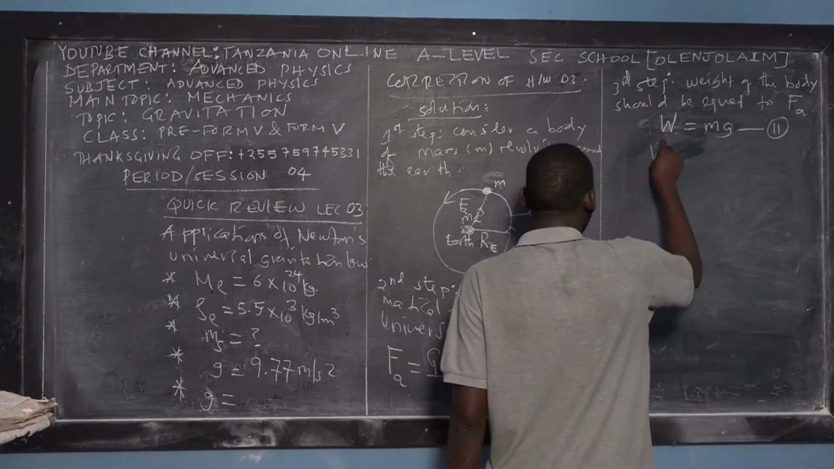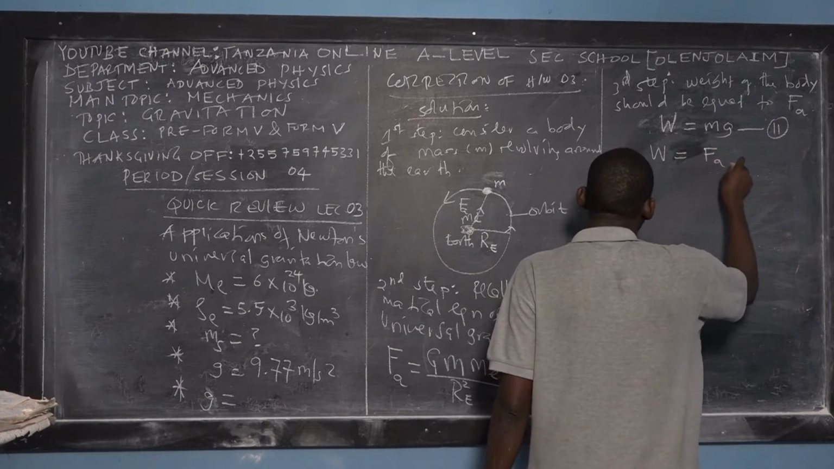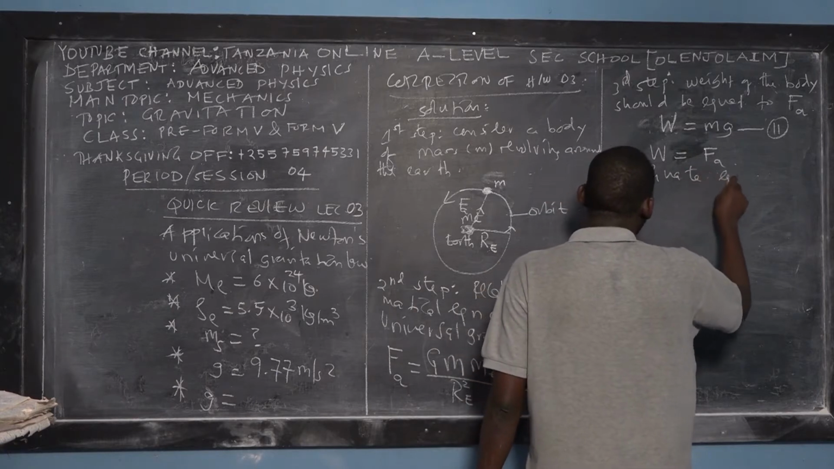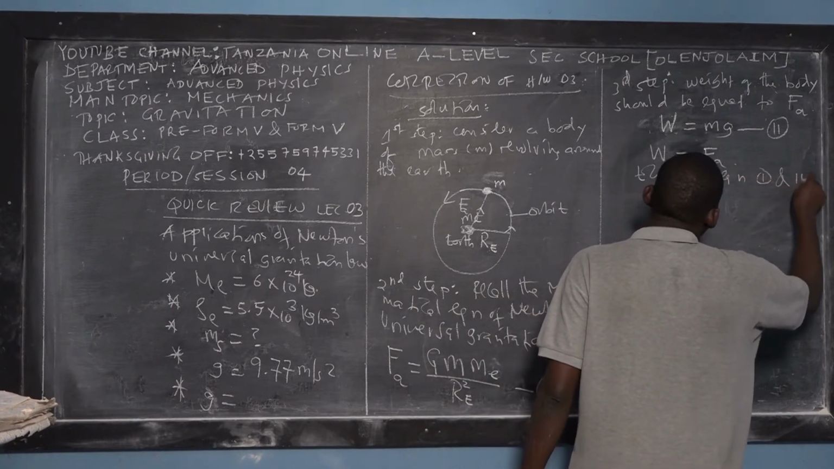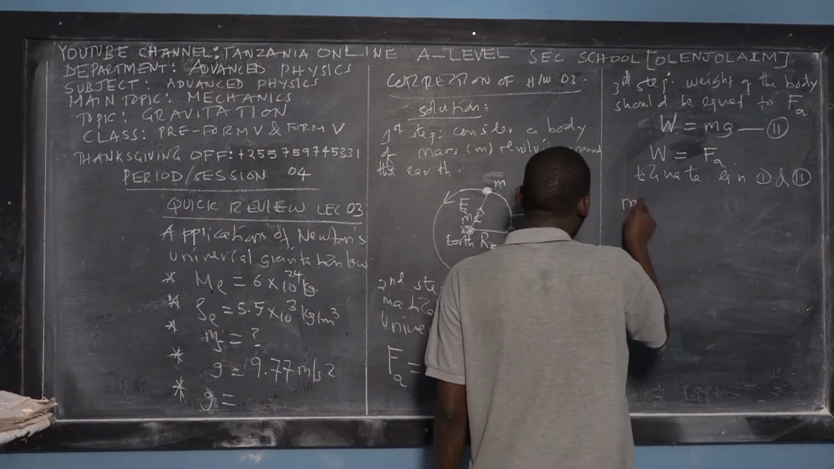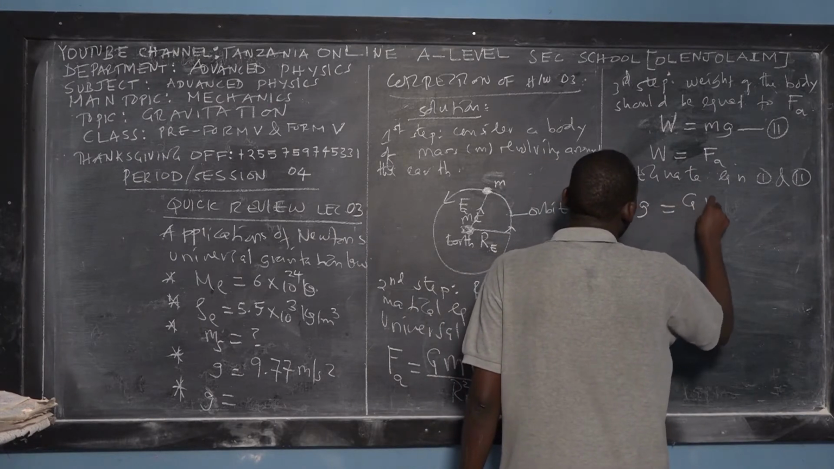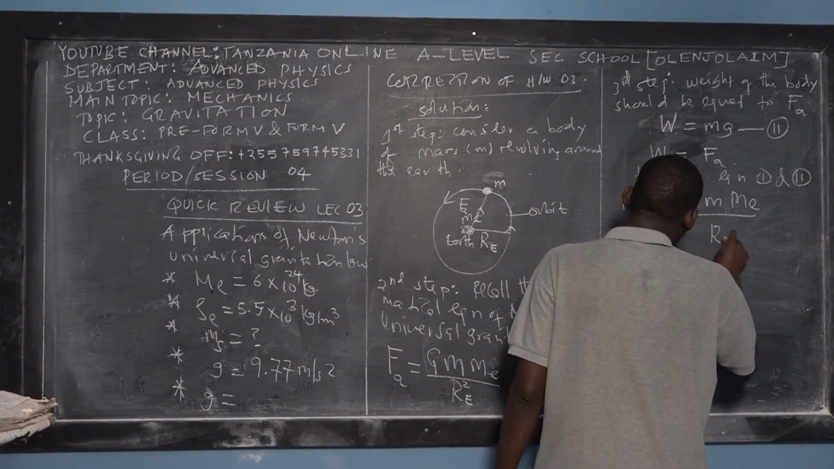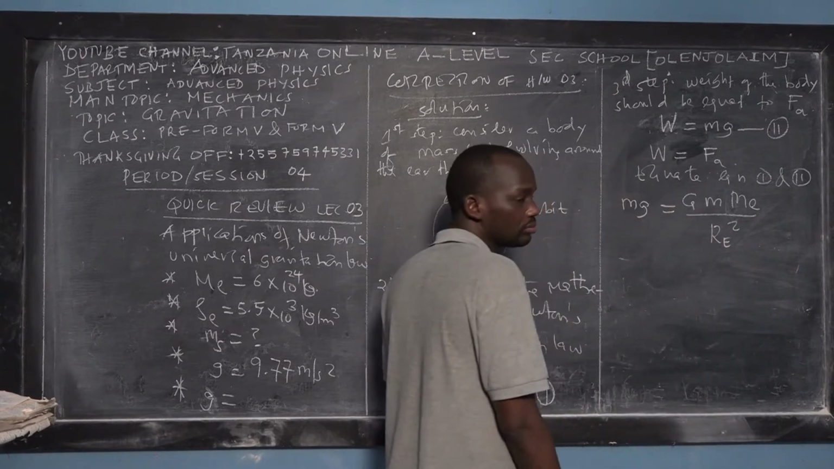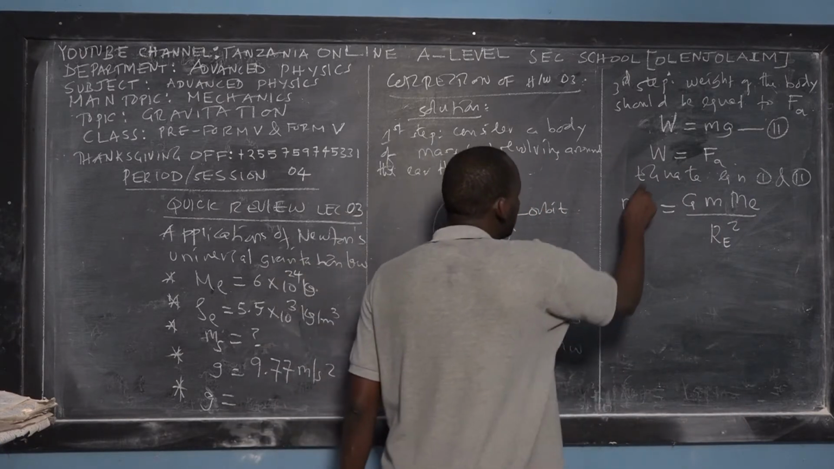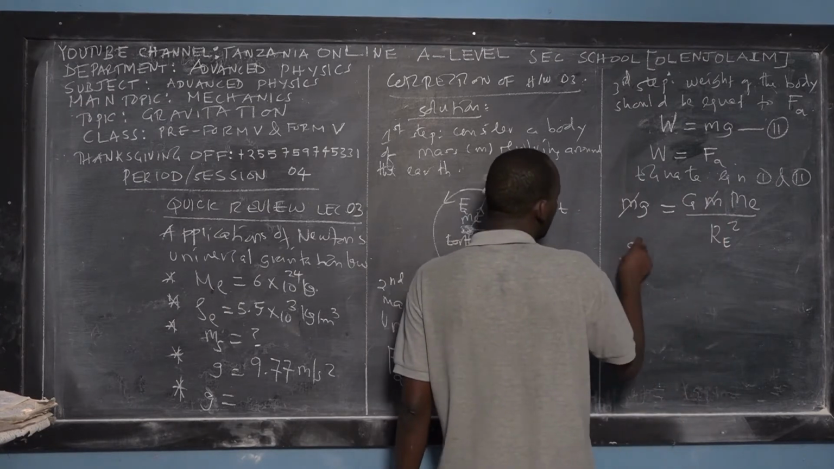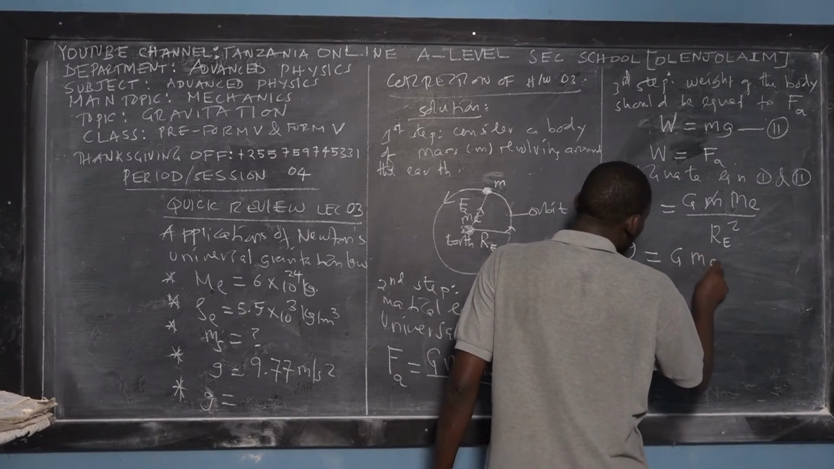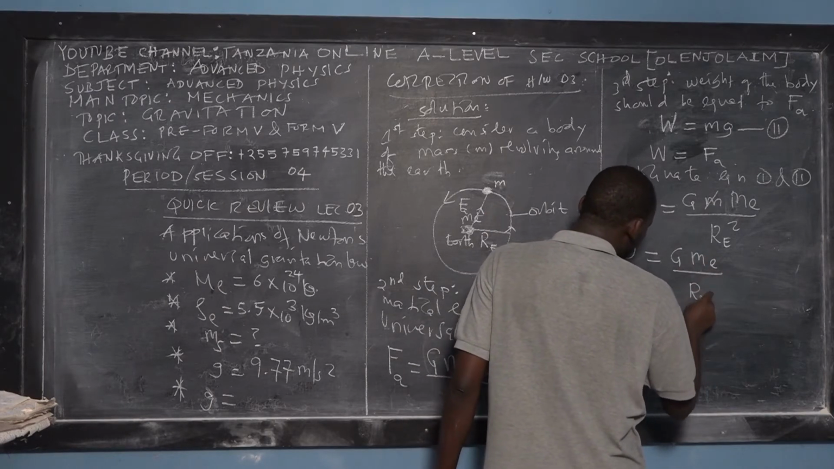So from this condition that the weight of the body should be equal to the force of attraction, it means that we equate equation 1 and equation 2. So if you equate, we get the mass of the body times gravity, equals the gravitational constant times the mass of the body, then the mass of the S over the radius of the S squared. Then the mass of the body cancels. So we have gravity equal to the universal gravitational constant times the mass of the S over the radius of the S squared.